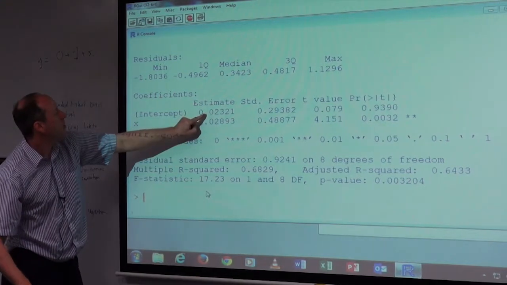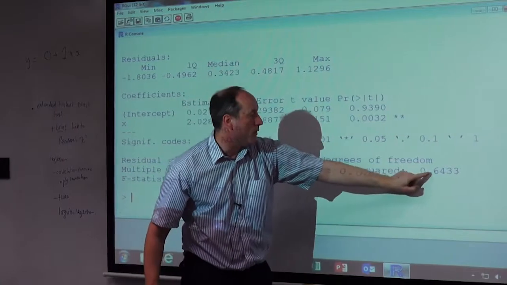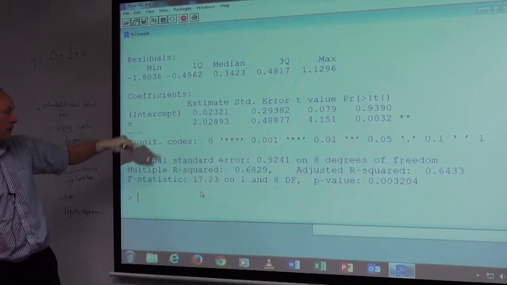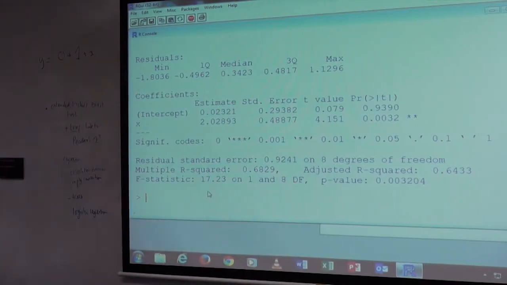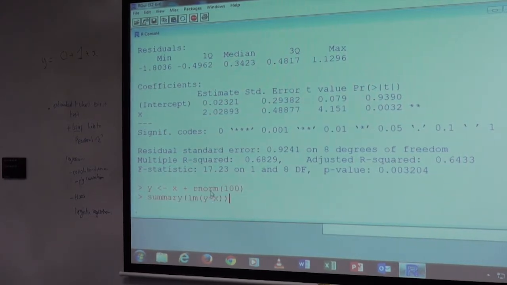So you see, we know that the true values are 0 and 1, but I'm much more interested in the R squared, which is 0.644, and the p-value, 0.003. So we can reject the null, because it's true. Can you guys? If I give you more data, oops, start that again.